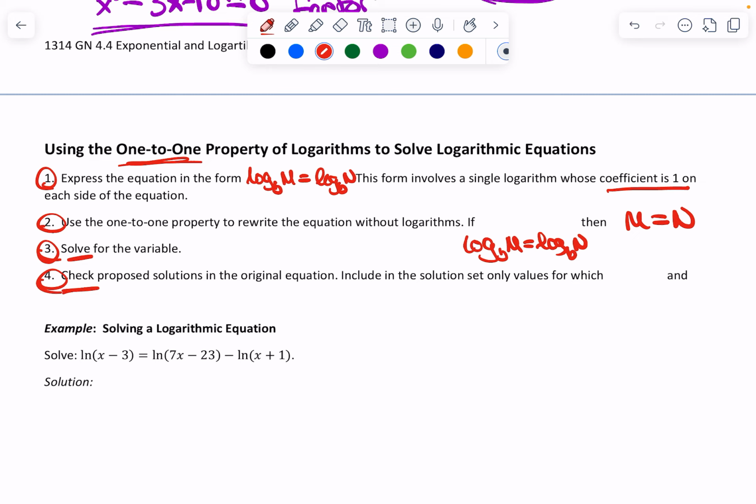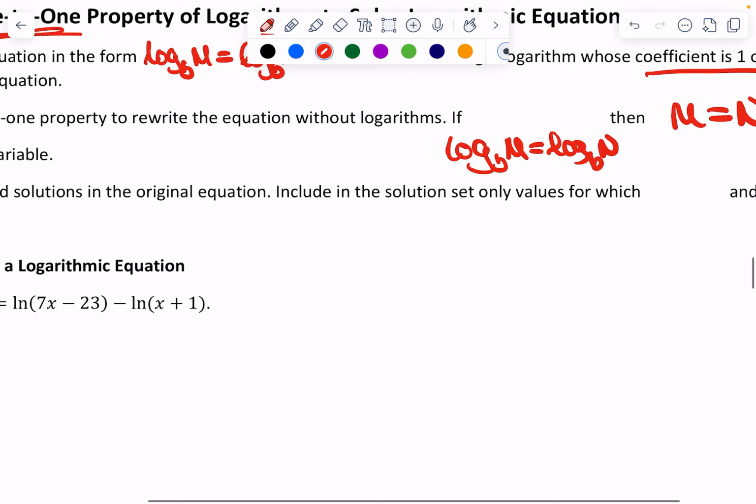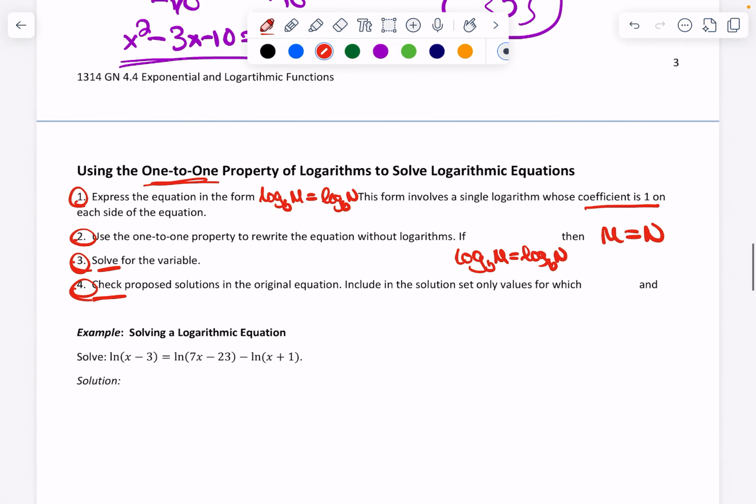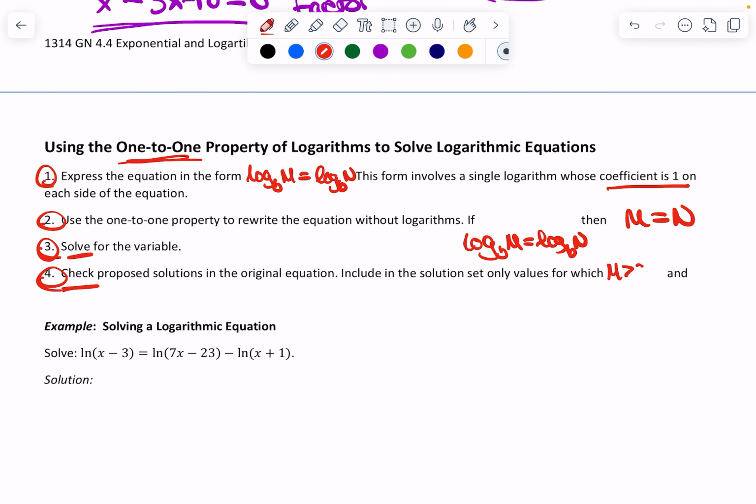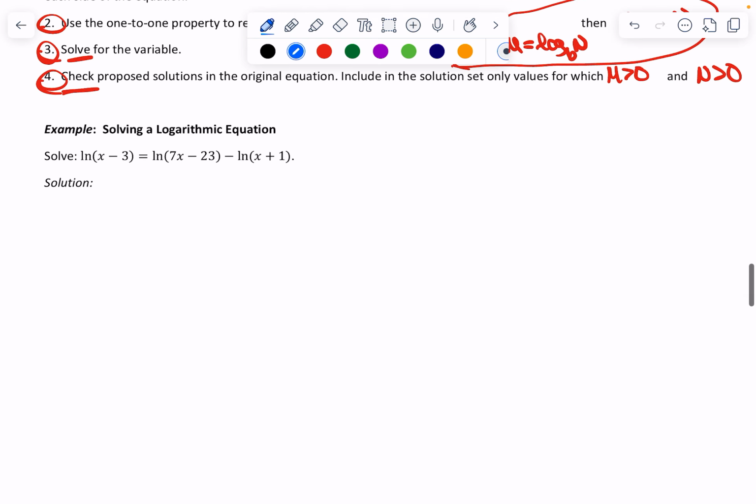So include in the solution set only values for which m is greater than 0 and n is greater than 0. Like we saw in our previous example, we can't have less than 0. So they have to be greater than 0. So this is what we're using here, the basic one-to-one property of logs. Okay, so we're going to go ahead and solve this log equation right here.